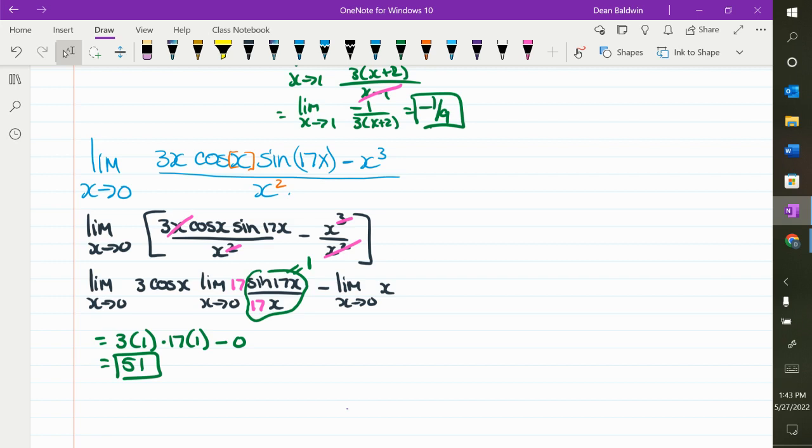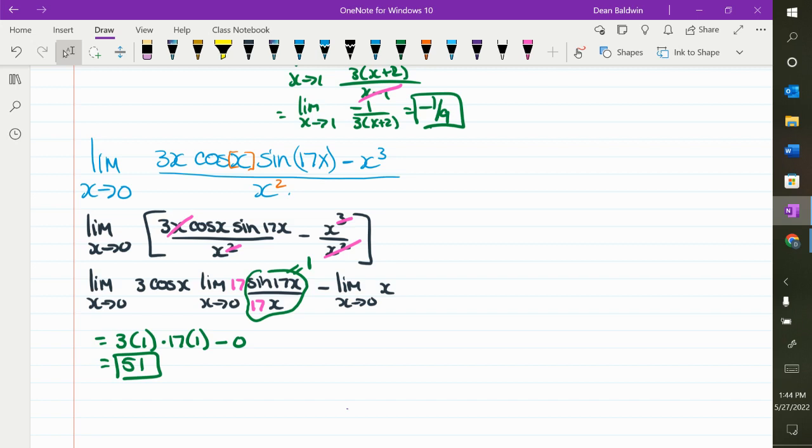The limit as x goes to 0 of 3 cos x times the limit as x goes to 0 of sine 17x over x. This is our special identity: the limit as x goes to 0 of sine x over x. But what's in here has to match. So you can multiply the bottom by 17 to make them match, but you can't just multiply the bottom. You've got to multiply the numerator by 17 as well, because that's really just 1. So this whole limit here becomes 1, and you're left with 17. So you get 17 times 1.